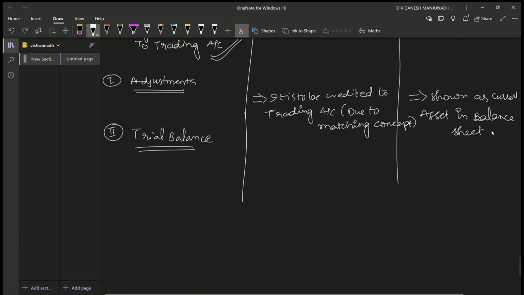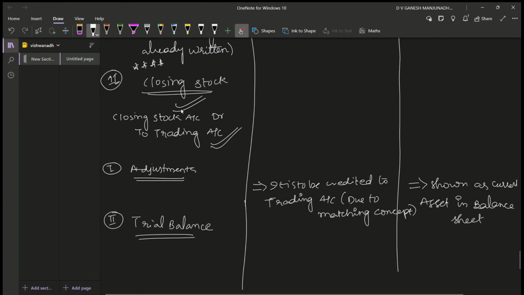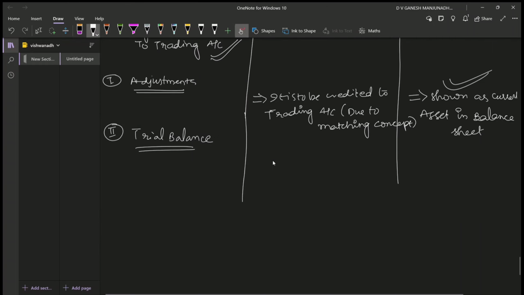It is to be shown as current asset in balance sheet. Okay, because it is a stock, the remaining item with the godown, that is to be shown as current asset in balance sheet. Okay, that is what we do in adjustments, when it is given in adjustments.